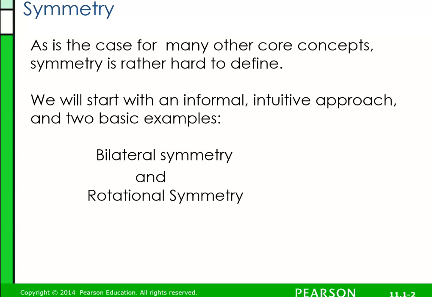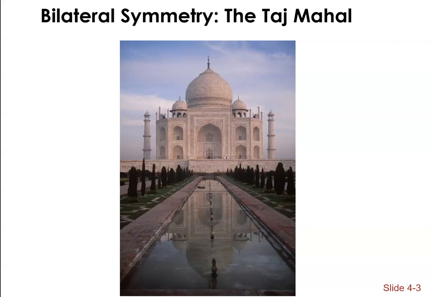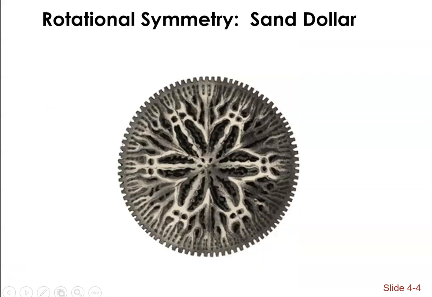We're going to talk about a couple differences here with bilateral and rotational symmetry. So we'll start off with an example, bilateral. You can see with the bilateral, if you just drew a line right down this Taj Mahal, the left side, you could fold it right over and it would map right onto that right side. So that's what we would call bilateral.